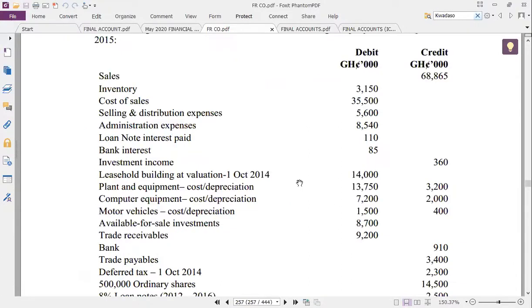Cost of the plant in a trial balance is what? Plant. Cost and depreciation. So the first one is what? The cost. The second one is what? The accumulated depreciation. So the cost is 13,750. So 10% of it is what? 13,750. And that will be the depreciation charge on the plant for the year. I hope you get that. Good. Perfect. So now let's move on to the next asset.